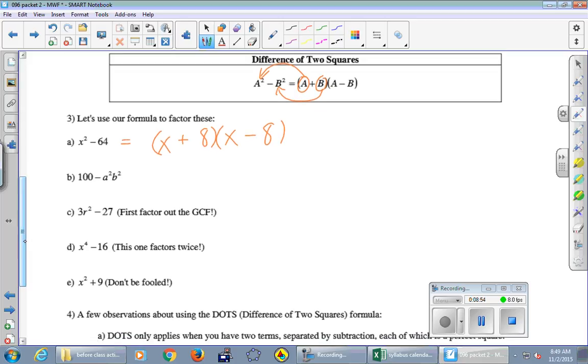Okay, let's try part B. 100 minus a squared times b squared. Running through our 3-point checklist. How many terms? 2. That's like the first tip-off that you might be in this case. What's the symbol between? Minus, that's the second tip-off. Last thing is important too. We need both of the terms to be perfect squares. Is 100 a perfect square? It is, it's 10 squared. Is a squared b squared a perfect square? It is, it's ab times ab. So this formula is in play.